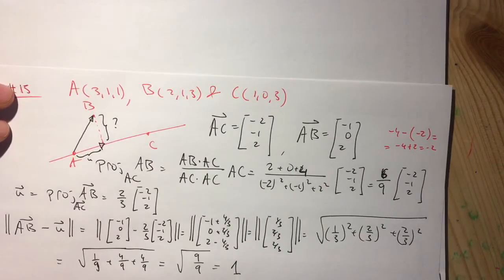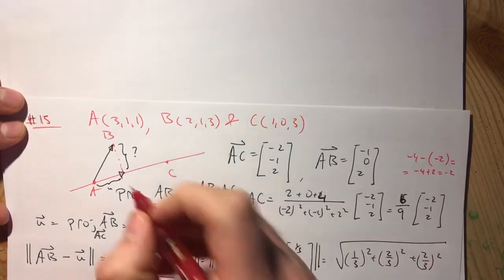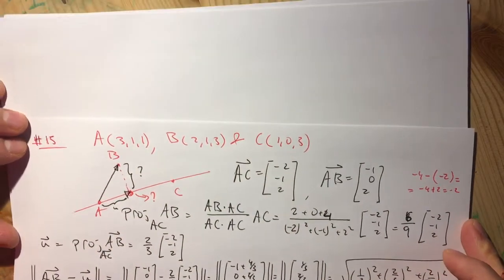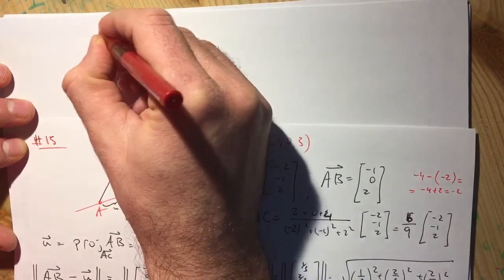Part B says find the point on the line containing A and C that is closest to B. So basically, this is the point that I want to know. How much is this point? Okay? So A, C, and here is B.